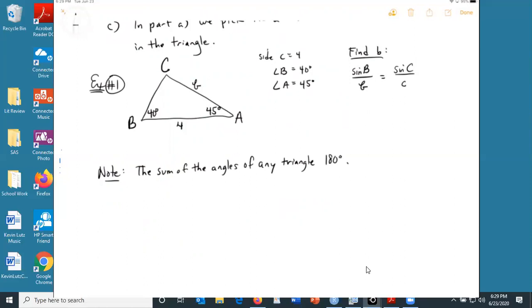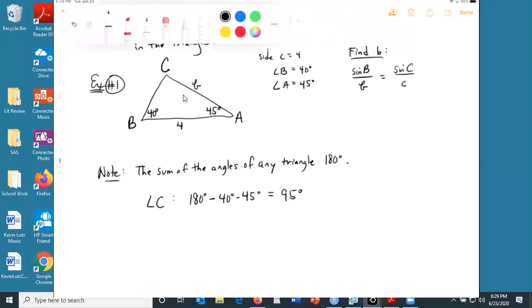So therefore, angle C can be found very easily with these two angles, 40 and 45. If you know that these three angles add up to 180, what you can do is subtract these two from 180, and the difference will be angle C. So it will be 180 minus angle B of 40, minus angle A of 45, and what is that? 95. Since we now know that, we can add that to the diagram. So we know that now, which means you can use it.